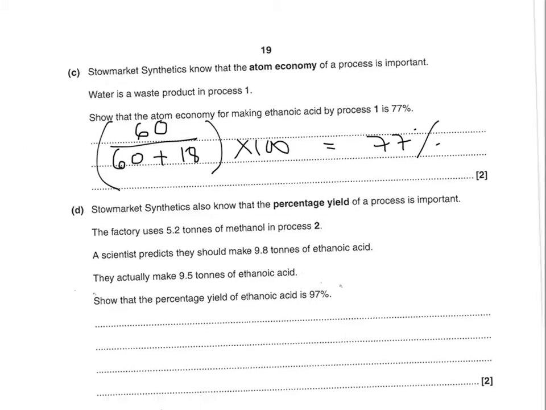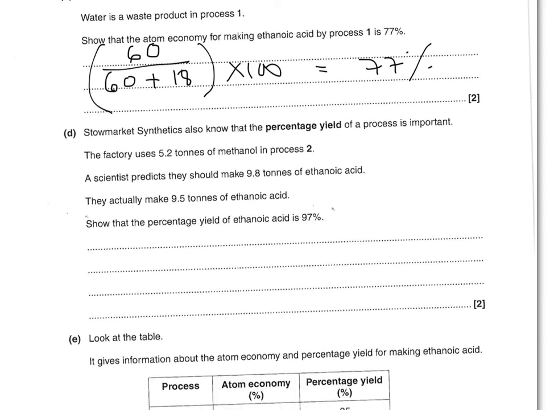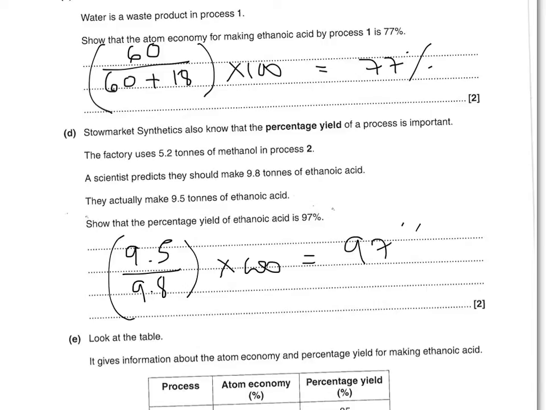Stowmarket Ethics also know the percentage yield of a process is important. The factory uses 5.2 tonnes of methanol, and a scientist predicts they should make 9.8 tonnes of ethanoic acid, but they actually make 9.5. So show the percentage yield of ethanoic acid is 97. So percentage yield is the actual yield divided by the predicted yield times by 100. So it's 9.5 divided by 9.8, and then times that by 100, and that equals 97%. So as long as you write all the working then you will get the 2 marks.